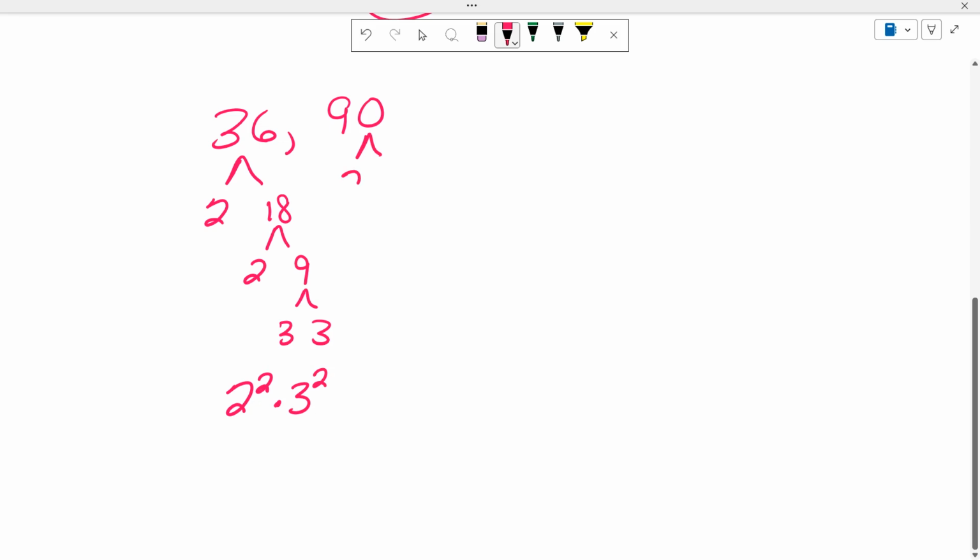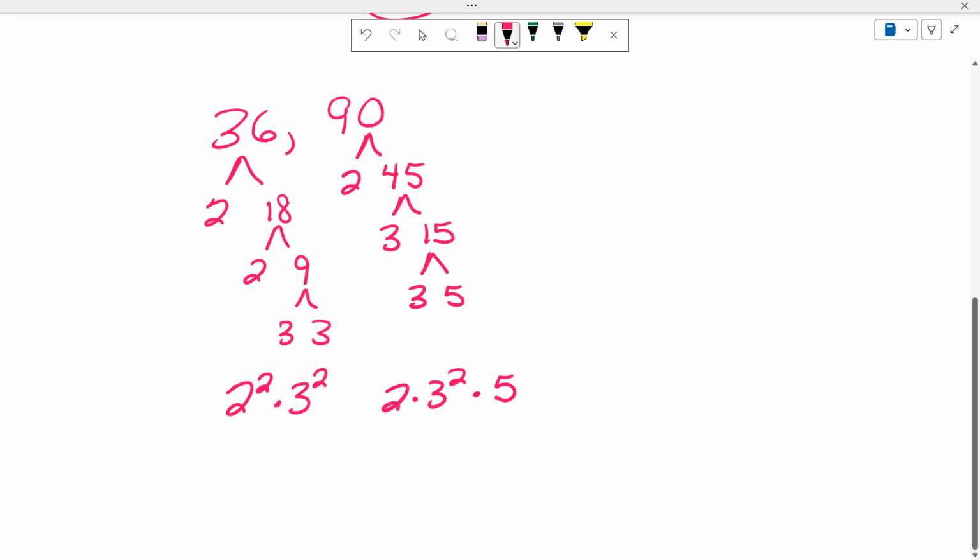90 is 2 and what? 45. Does 2 go into there? No. Does 3 go in there? Yep. 3 goes in there 15 times. Does 3 go into 15? Yes. How many times? 5. So you have 2 times 3 squared times 5.